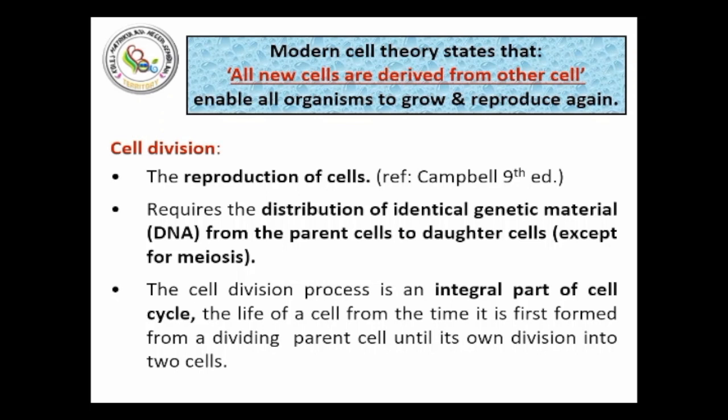Based on Campbell 9th edition, cell division means the reproduction of cells. It requires the distribution of identical genetic material, which is the DNA, from the parent cells to daughter cells, except for meiosis. The cell division process is an integral part of the cell cycle, the life of a cell from the time it is first formed from a dividing parent cell until its own division into two cells.